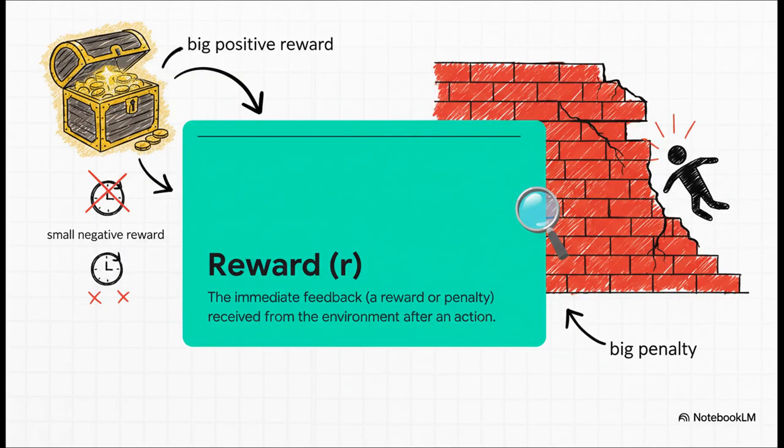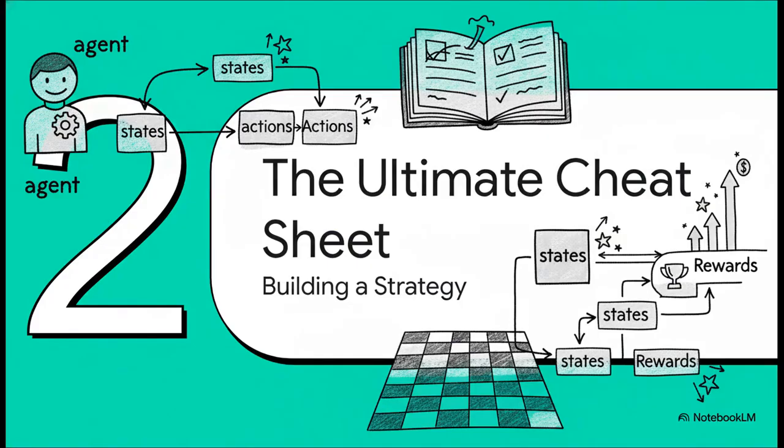And finally, we get to the most important piece of the puzzle, the reward. Every time our robot takes an action, the world gives it a little piece of feedback. It might be a big positive number for finding the treasure, or maybe a small negative one for hitting a wall or just wasting time. This reward signal is the only thing the robot has to learn what works and what really, really doesn't. So we've got our agent, we've got states, actions, and rewards. How in the world does the agent put all that together to build a winning strategy?